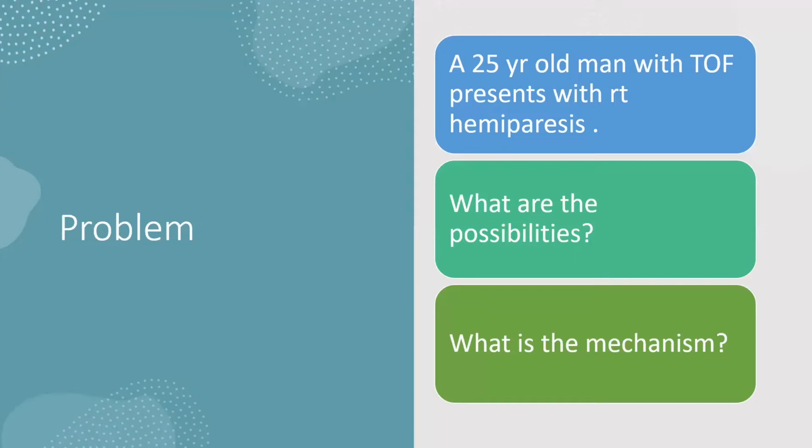So it's a person with TOF presenting with a neurological deficit. What are your possibilities and what is the mechanism? Many times I have seen exam cases being kept where you have a TOF with a neurological deficit. That's how they keep an exam case, right? And the patient is cyanosed, he's young, and he's probably got a tetralogy of Fallot. So then you're asking yourself, why the hemiparesis? I hope you have written your answers.